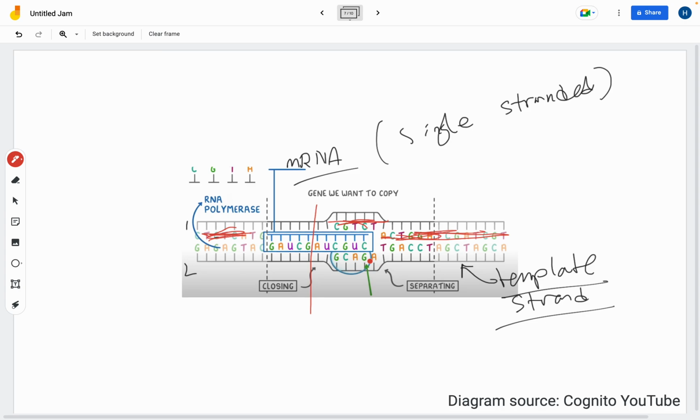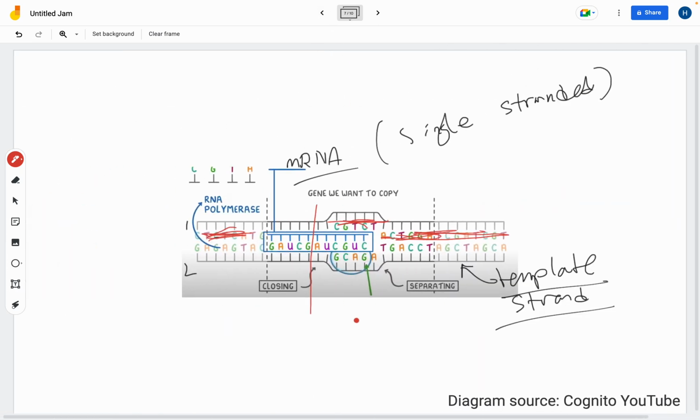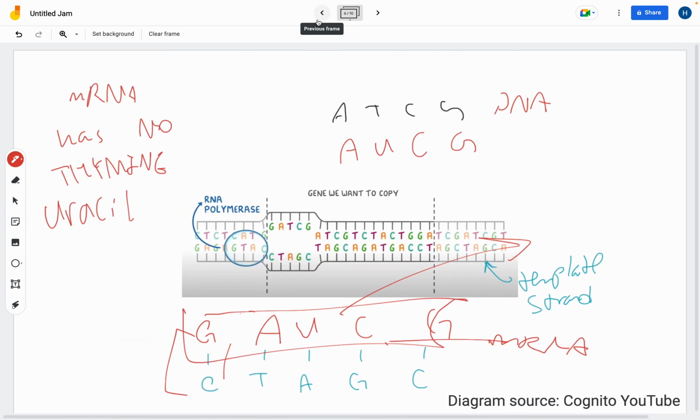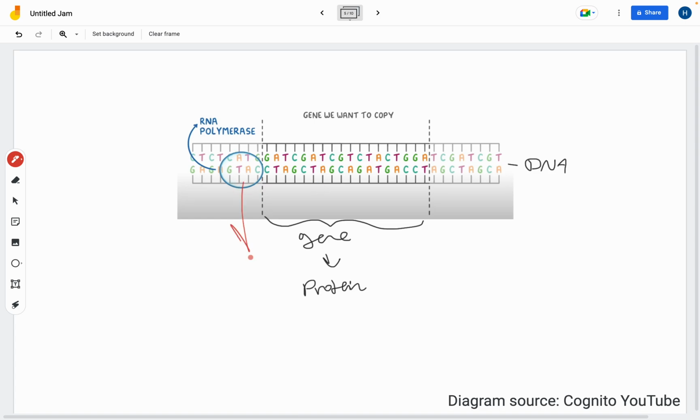And once the RNA polymerase finishes making an mRNA copy of the gene it wants to copy, so it took the template strand and finishes making it, once it finishes, it detaches. This RNA is going to detach, and it's going to close the DNA back up into its original form. So once it's done making its mRNA copy, it's going to leave the DNA in its original closed form.